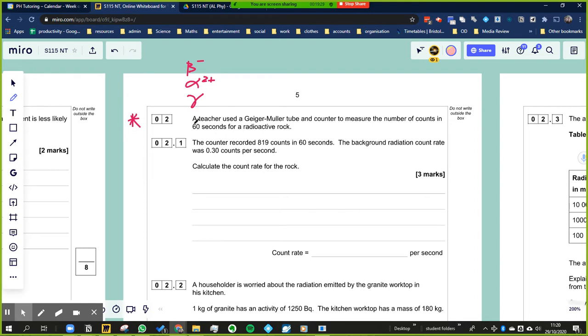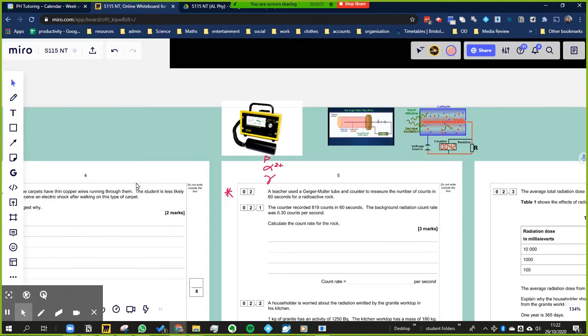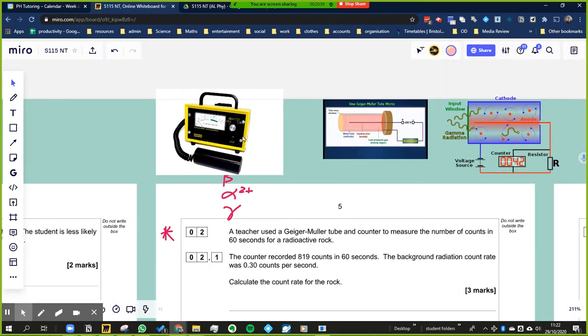So we've got three types of radiation, and the Geiger-Muller tube is detecting it, using counts per minute, which is how many counts we get every minute. So let's have a look at a Geiger-Muller tube. Okay, so this is a picture of a Geiger-Muller tube.